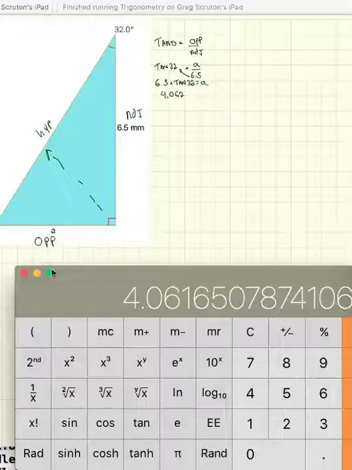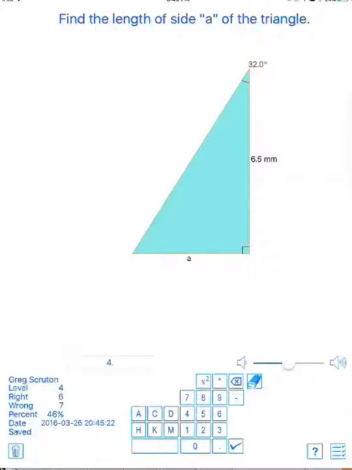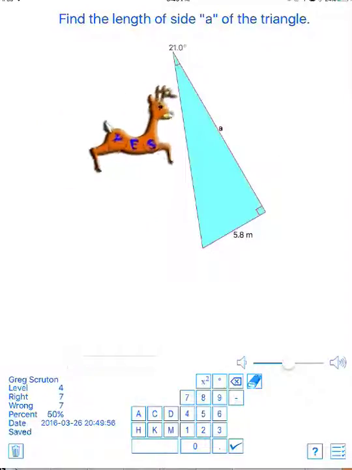So 4.062. Let's say this 6 tells the 1 to round up to a 2. Okay, and the units are millimeters. Is equal to A. Alright, so there's our answer. So 4.062 millimeters. Alright, back into the program. 4.062 space millimeters. And then we click the check button to check to see if we're right. Excellent.